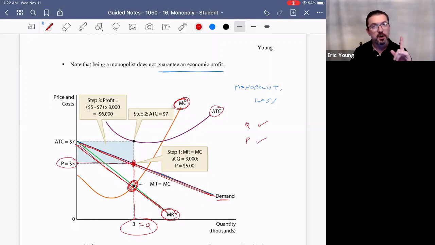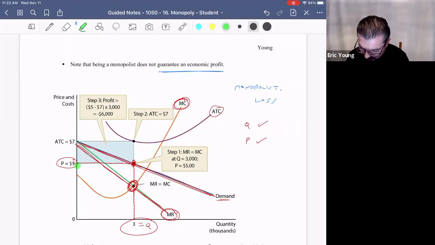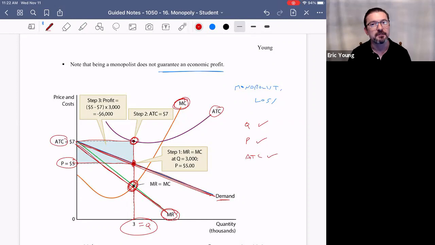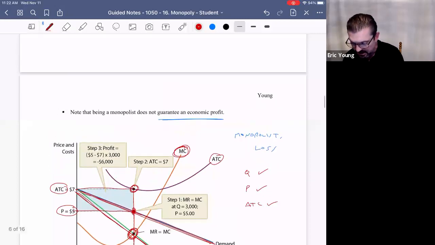Price is done. Note that right now, if you chose, you'd be able to calculate total revenue, which is going to be the area of this box. Okay. Third and final step, extend that Q line up to the ATC curve. And go left. And there's your ATC. And now you're done. Okay. Notice that the analysis is all the same, but as you guys know, the difference between profit and loss is simply the relationship between the ATC curve and the price.